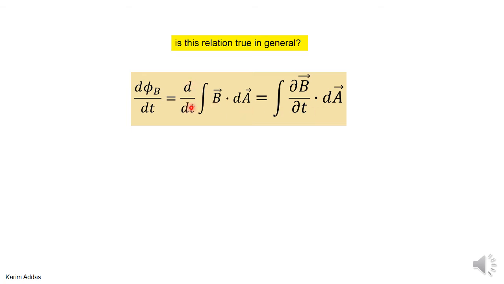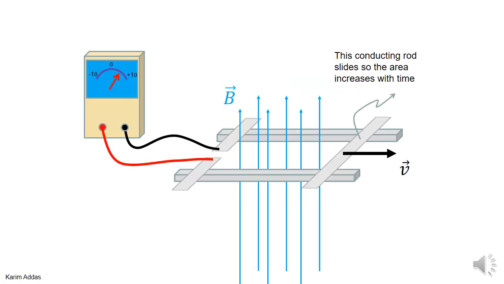If you take the derivative of the magnetic flux, can you just bring this derivative with respect to time inside and put it on the B? In general, you can't do that. And I just want to make an example to show why you can't do that in general.